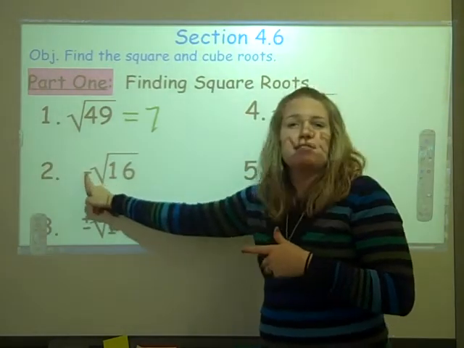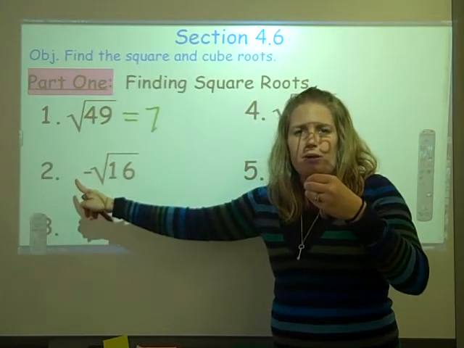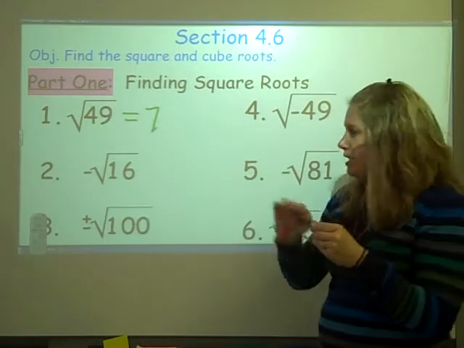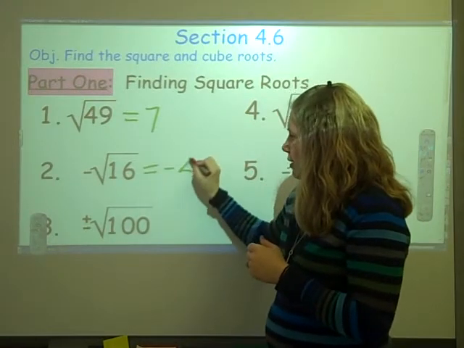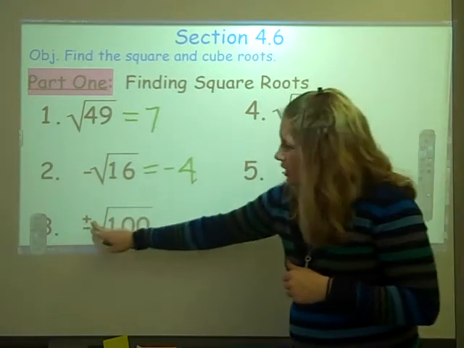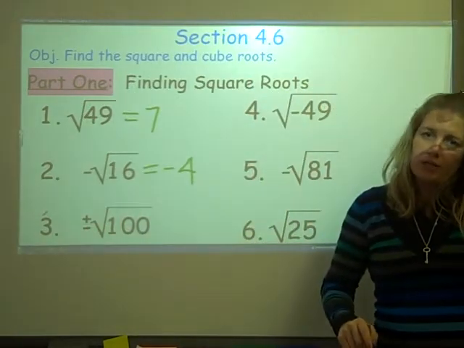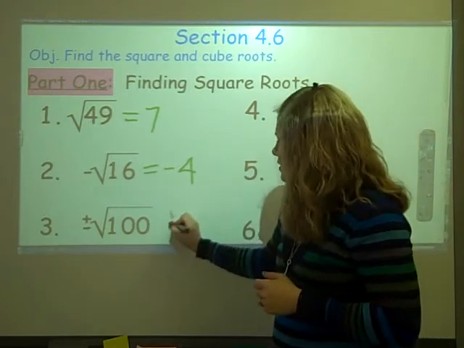Notice the negative is outside here, so they're asking me what negative number will give you 16. What times what? We just talked about it, it is negative 4. Number 3, they're asking for both the positive and the negative that will give you 100. That would be positive and negative 10.